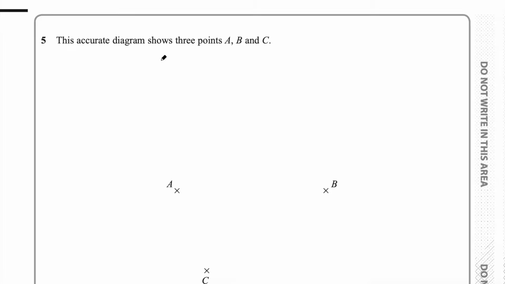Question 5 says, this accurate diagram shows 3 points A, B, and C.